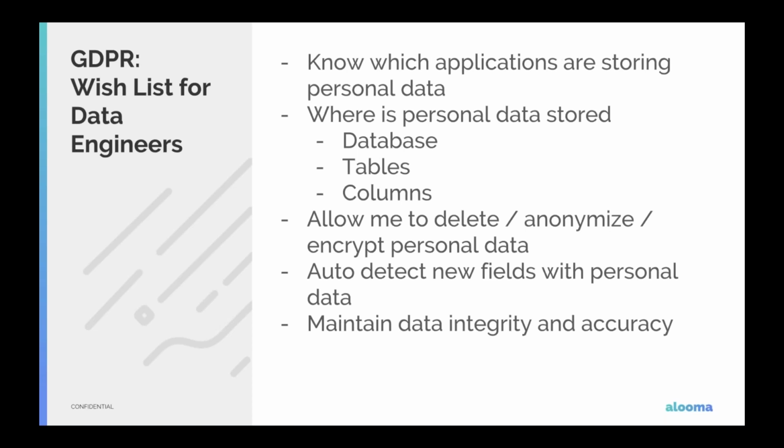So let's try to make a wish list for data engineers. First, we want to know which applications are storing personal data, and also which vendors. So where in our data sources and the places we pull data from does personal data exist? We of course also have to make sure that all of our vendors have a data processing agreement with us, or a DPA. Then, when we store the data for analytics or for any other reasons, we need to know where it is stored.